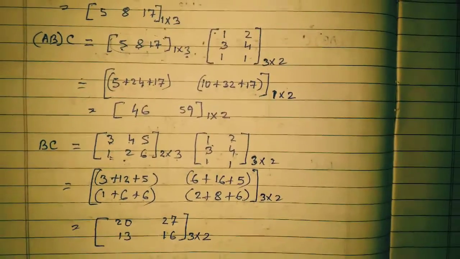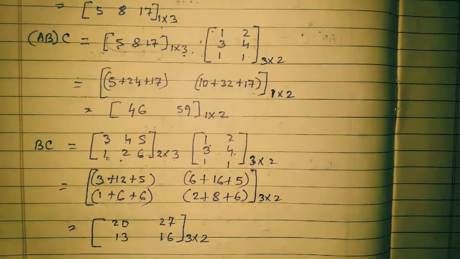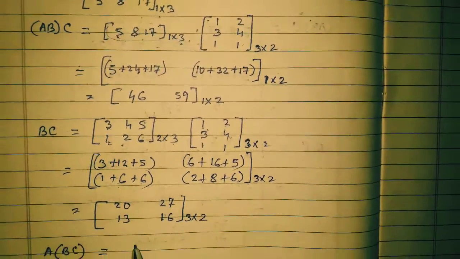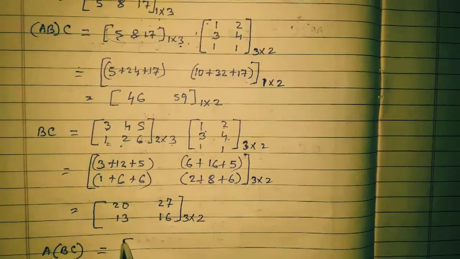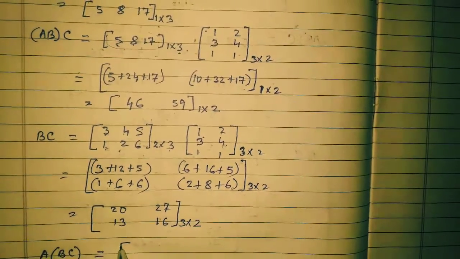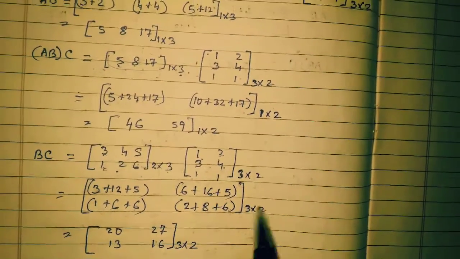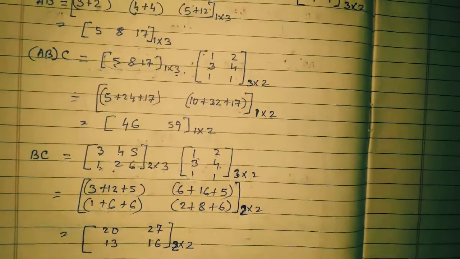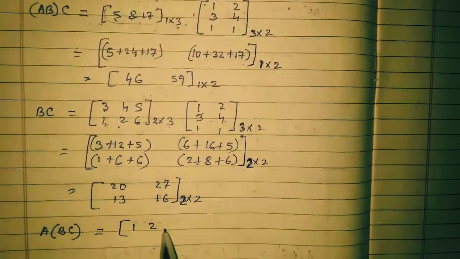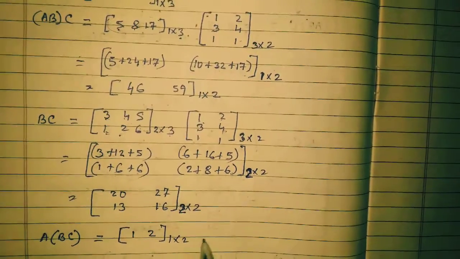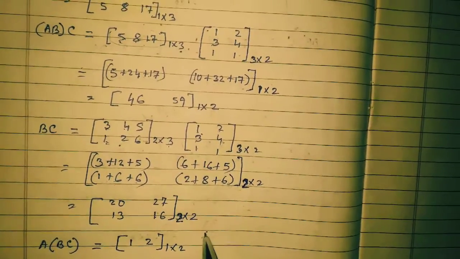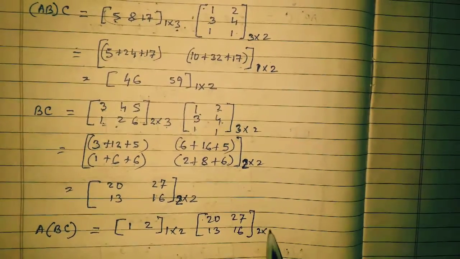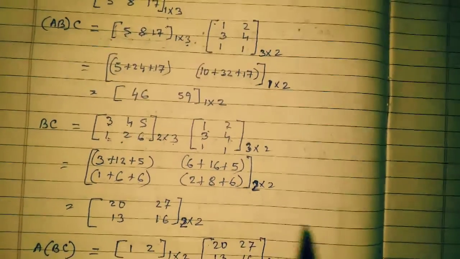Now this resultant matrix you multiply with A. So A into B, then multiplied by C. So what is A here? A is given as 1, 2. The resultant matrix order is, I hope, 2 into 2 matrices, not 3 into 2. So write 2 into 2. This A is a 1 into 2 matrix, and the value of BC is 20, 27, 13 and 16, which is a 2 into 2 matrix. The resultant matrix is of order 2 into 2. I had written it wrong at first.